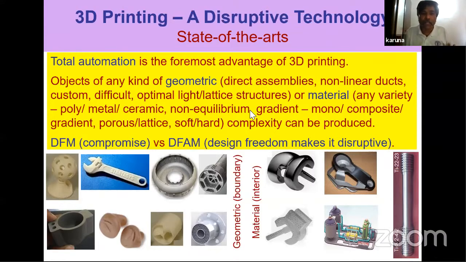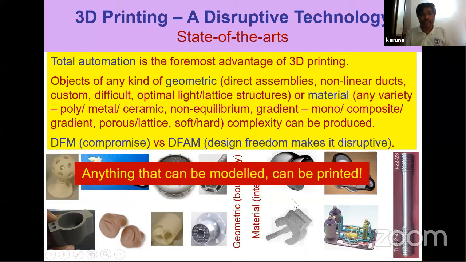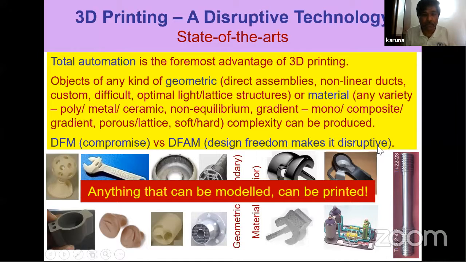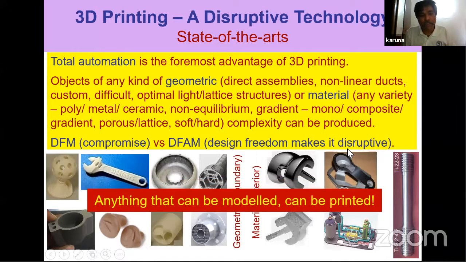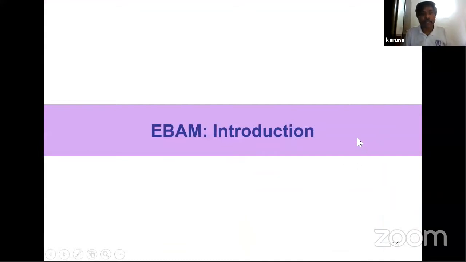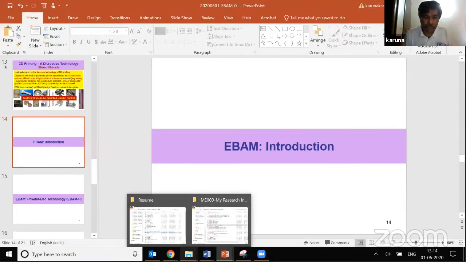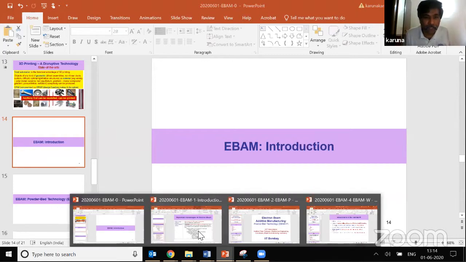So these are two important claims in this lecture. The first one is that 3D printing takes us closer to nature. The second one is that it is a disruptive process. So today we have reached a situation where the technology is mature enough, although it is only about 30 years old, that if we can model anything in the CAD system, it can be 3D printed. Okay, now I'm coming to the introduction of electron beam additive manufacturing. I have it as a separate PPT, so I'll go to that.